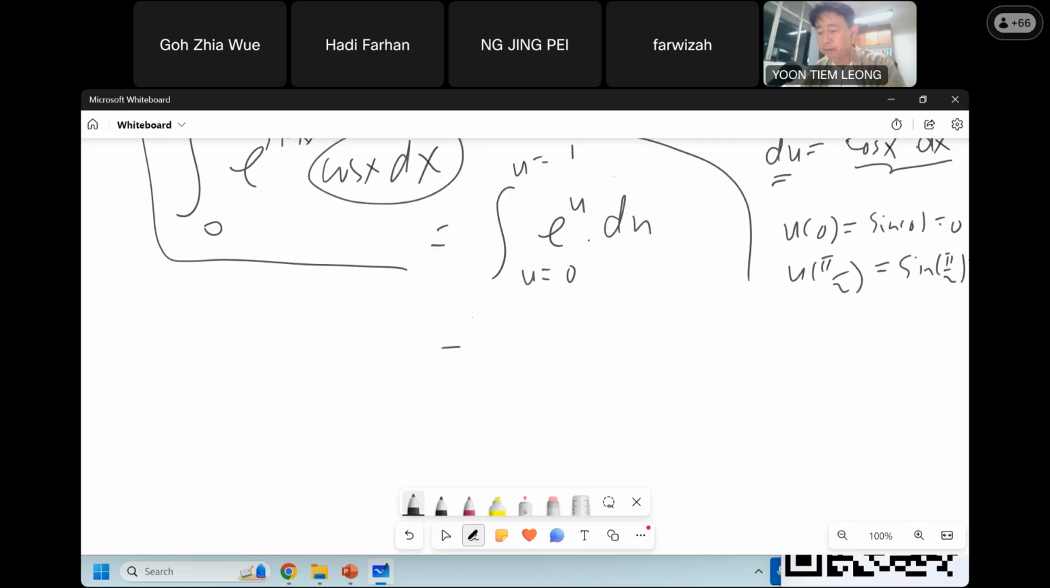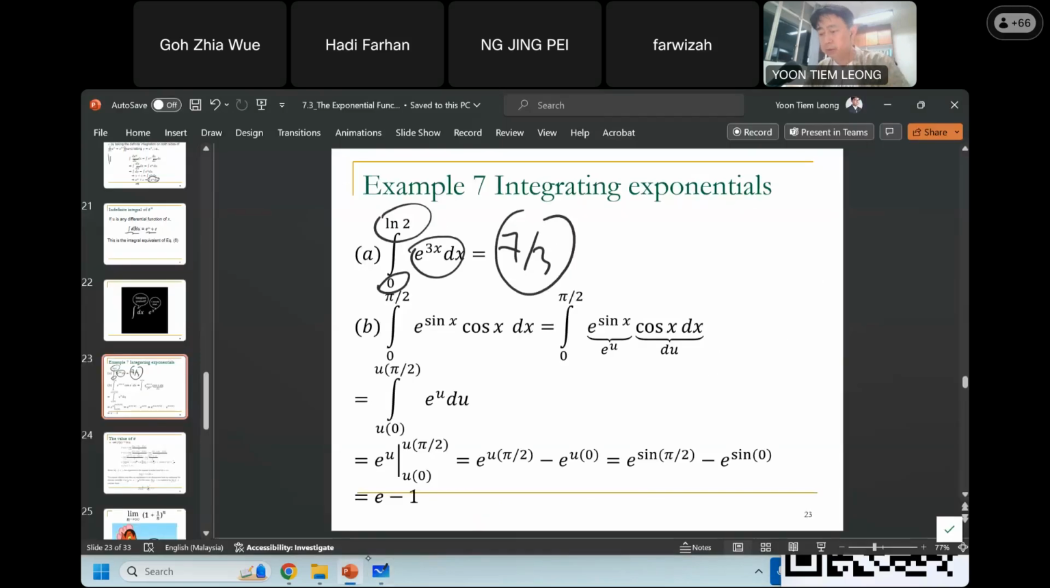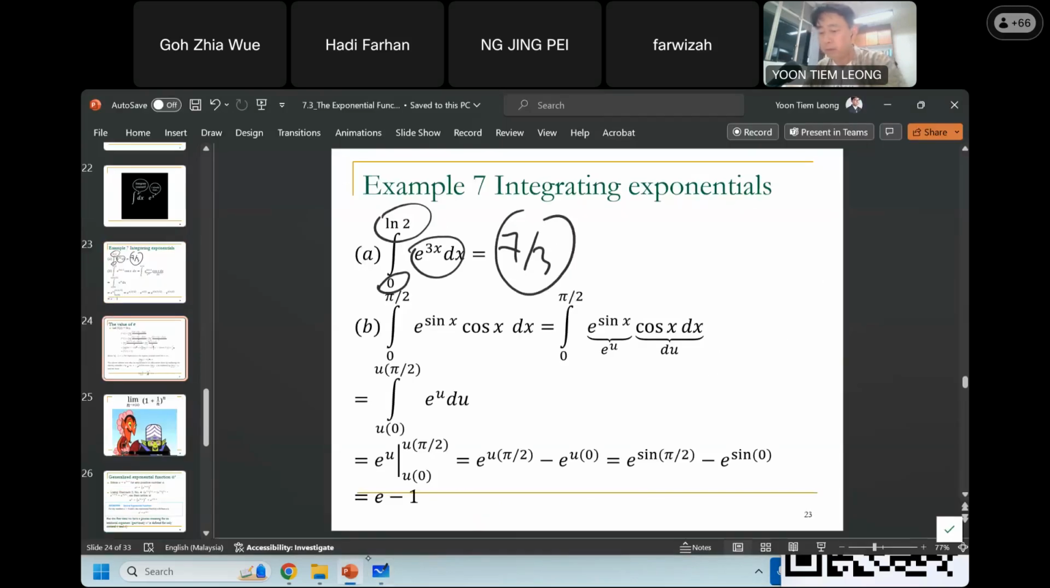Then finally, you end up with e power u evaluated between 1 and 0, then you have e power 1 minus e power 0, which is e minus 1, because e power 0 is 1. So that is the answer to example 7B.